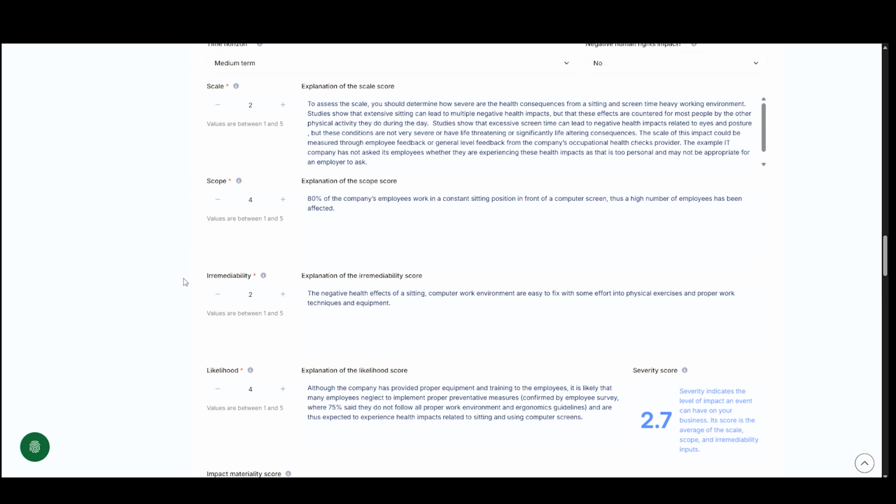This is also what I suggest to simplify: if you're not doing a regulatory report, you can take into account scale, scope, and irremediability, which I will explain in detail, but I would suggest you don't actually score them separately because it's quite difficult. So you can just put the same number here because the severity score is the average of these 3. So if you put the same everywhere, that will be the score then. But just take into account these 3 aspects. So scale is basically what is the consequence of this impact. So if we're talking about nature, what happens in nature from my pollution?